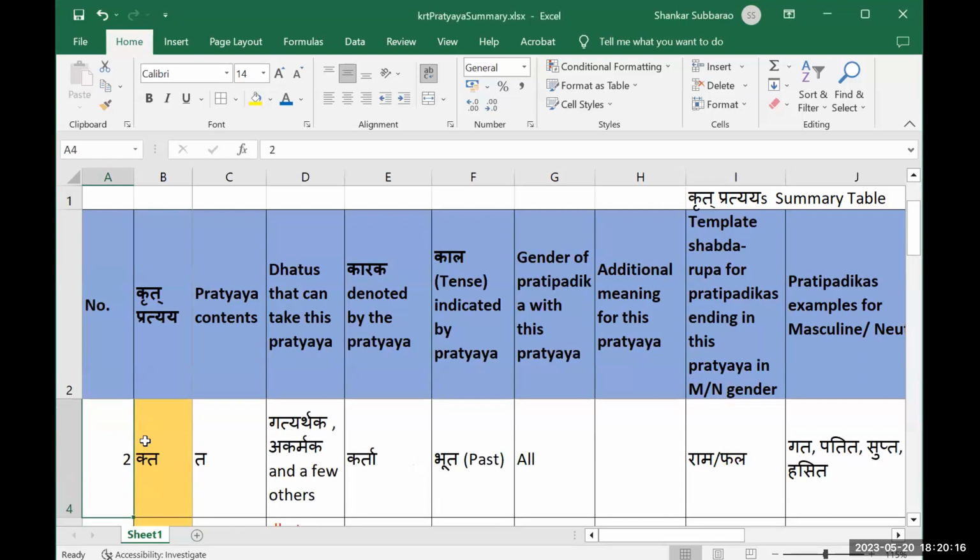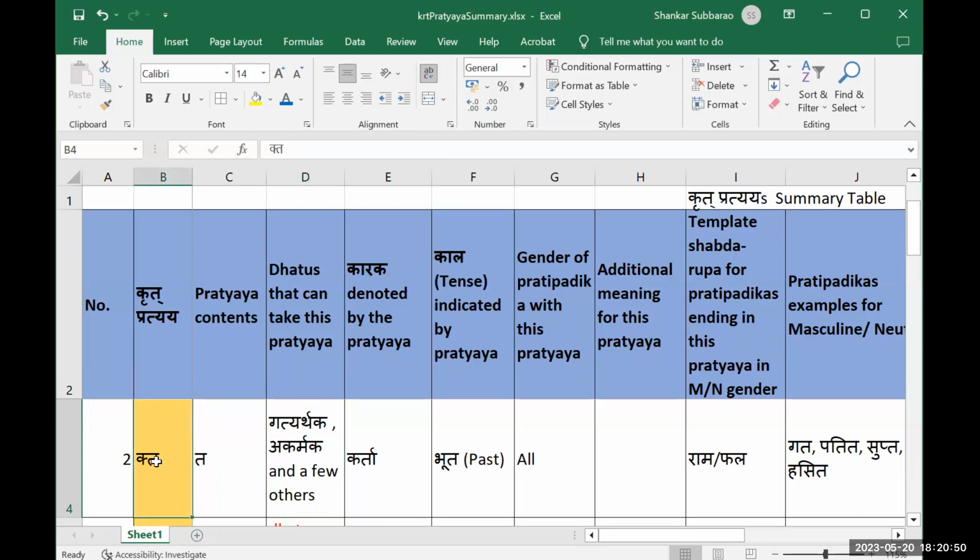Okay. Now what is it? Not every dhatu can take it. This can only be taken by gatyarthaka or akarmaka and a few other dhatus. Few others because I can't name all of them and make you remember. Gatyarthaka means what? A movement. Any movement. Sneezing, yawning, falling, walking. All these are movements. Akarmaka is that which cannot take an object. Sleeping, standing, sitting. Right? These dhatus will take what pratyaya?